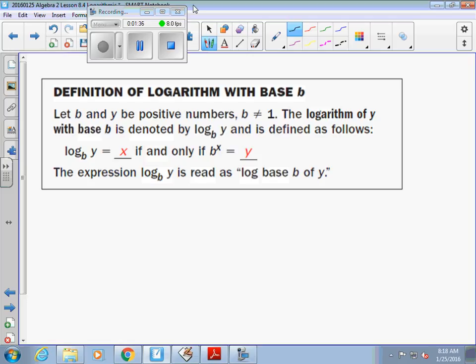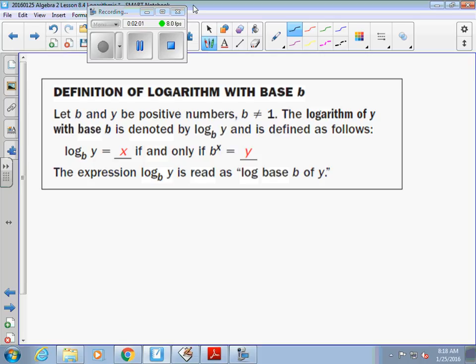The definition of a logarithm with a base b says let b and y be positive. So we're not talking about negative numbers here. Remember, negative numbers, all they do in regard to exponents is make the elevator rule happen. And b is not 1, because 1 is not going to change what the number is. The logarithm of y with base b is denoted by log base b of y and is defined as follows.